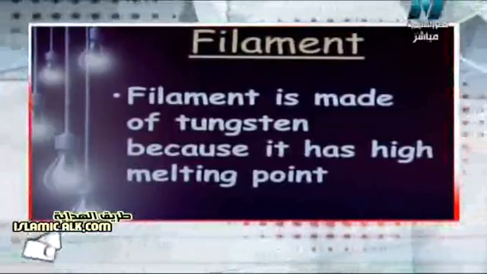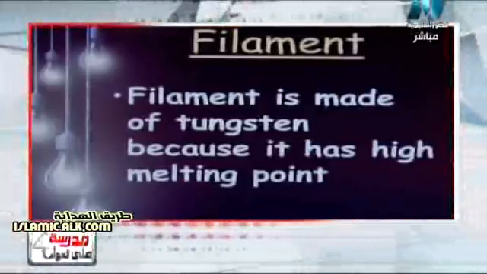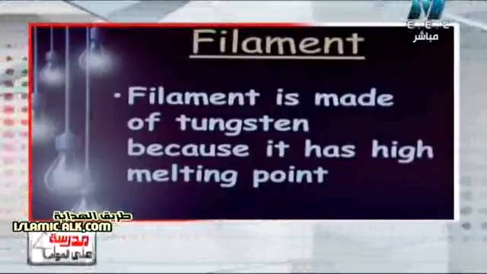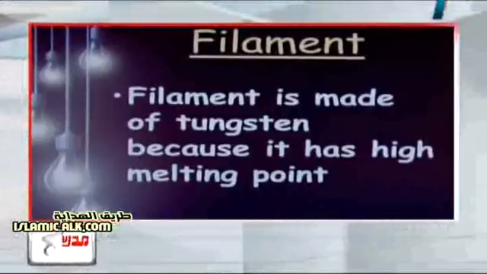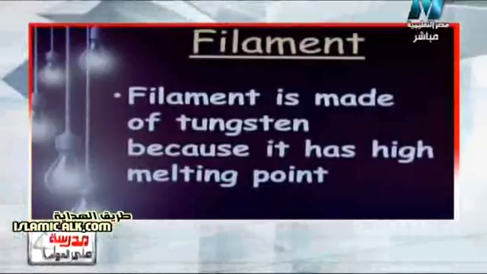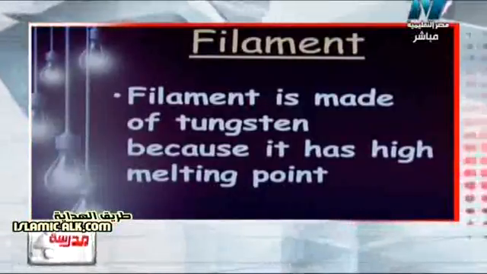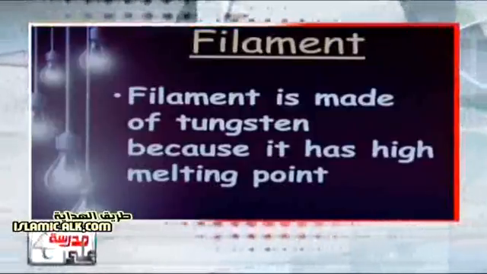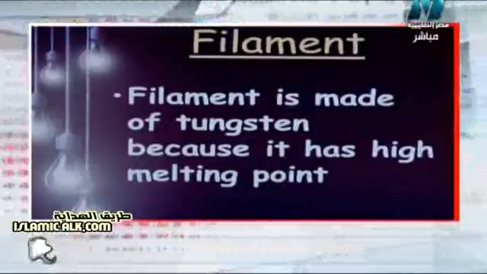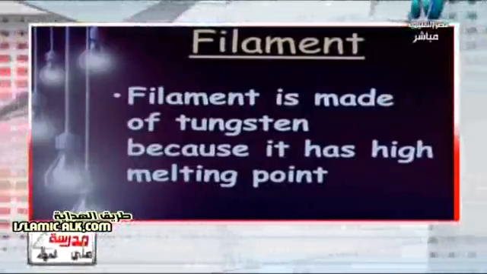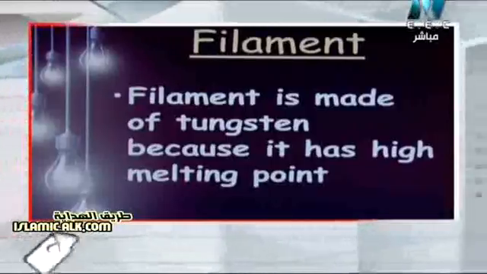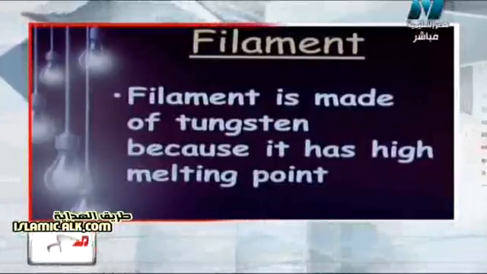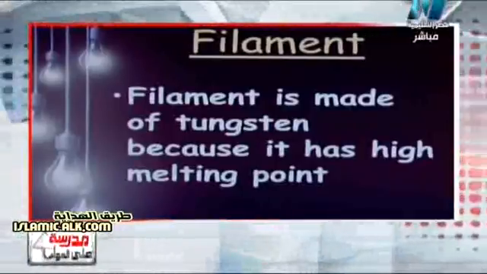It's a very important give reason question. سؤال مهم جدا في الجيف reason. ليه بستخدم الفيلامنت من التungsten؟ Because it has high melting point. لأنه عنده درجة انصهار عالية that can resist burning and increase the lifetime of the light bulb. وكده هيزود عمر المصباح الكهربي. يبقى بستخدم الفيلامنت من التungsten to increase the lifetime of the light bulb, or because it has high melting point. Again, give reason. Filament is made of tungsten because it has high melting point.